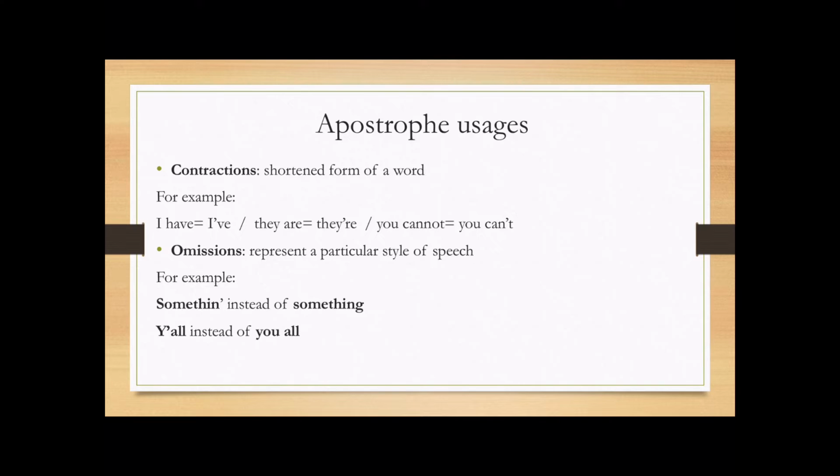We're going to see the other example. This is a common example. When we want to say "you all," people in the southern United States use "y'all." Why? Because they are trying to omit the vowels, O and U. These are the two usages of the apostrophe. Number one, in contractions. Number two, in omissions.